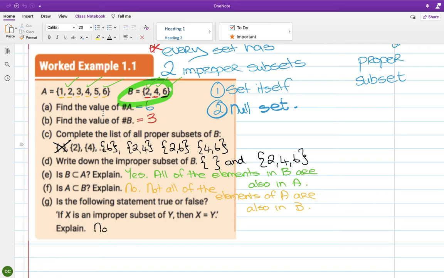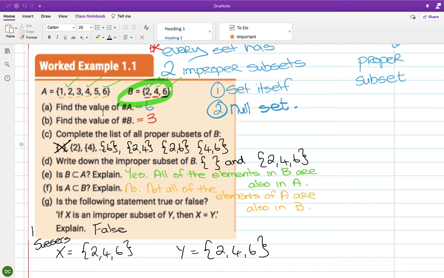Sorry, no, it's false. So if X is an improper subset of Y, let's say, I don't know, X is 2, 4, 6. No, let's start with Y. So Y is 2, 4, 6, and then X is the improper subset.